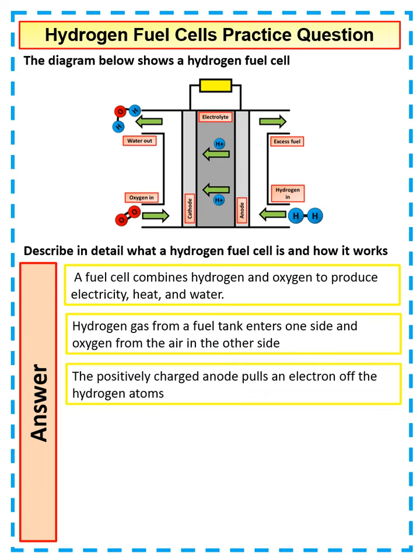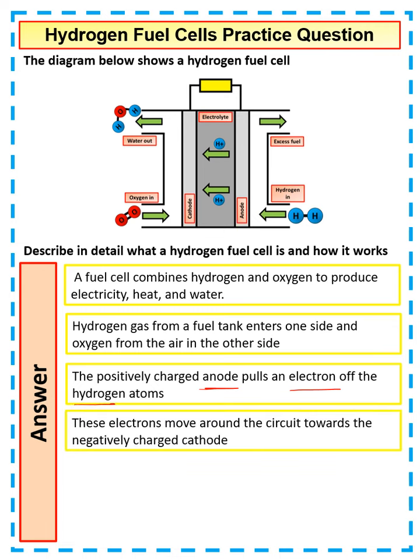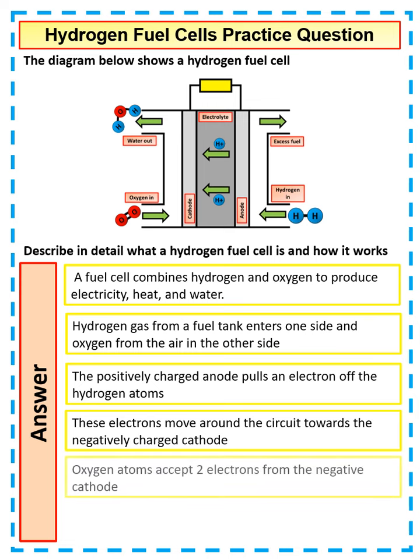So the positively charged anode pulls an electron off of the hydrogen atoms. So then these electrons move around the circuit towards the negatively charged cathode, right? So that's what's powering the battery of the car or whatever. So the oxygen atoms accept two of these electrons from the negative cathode.